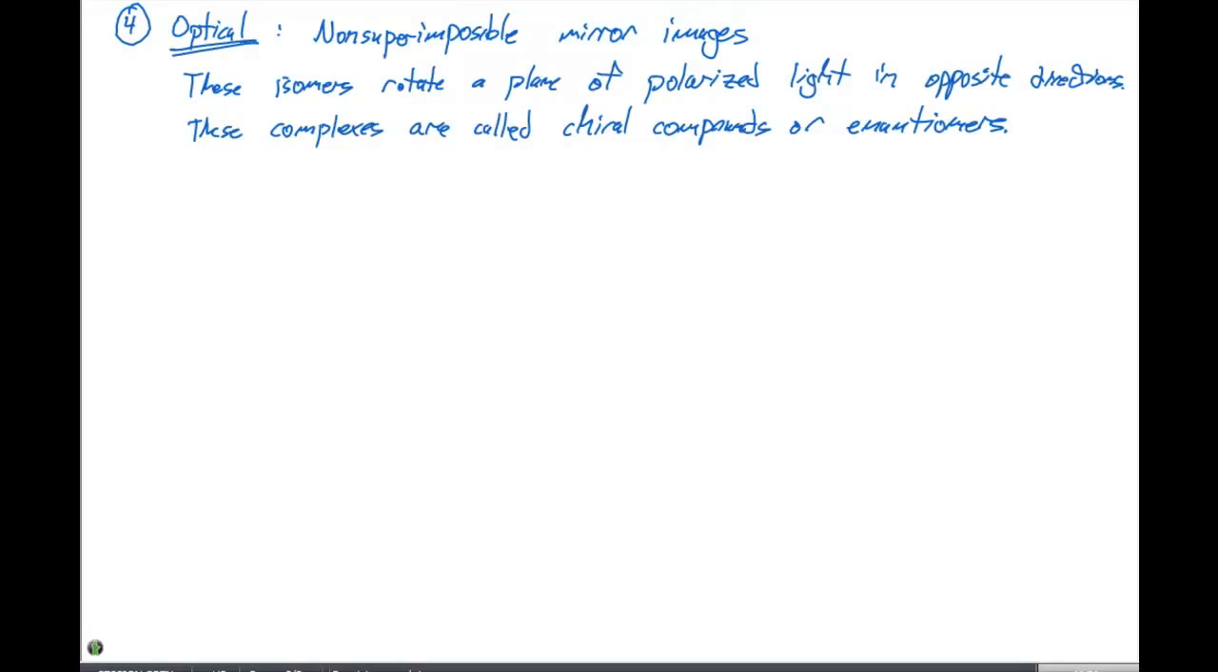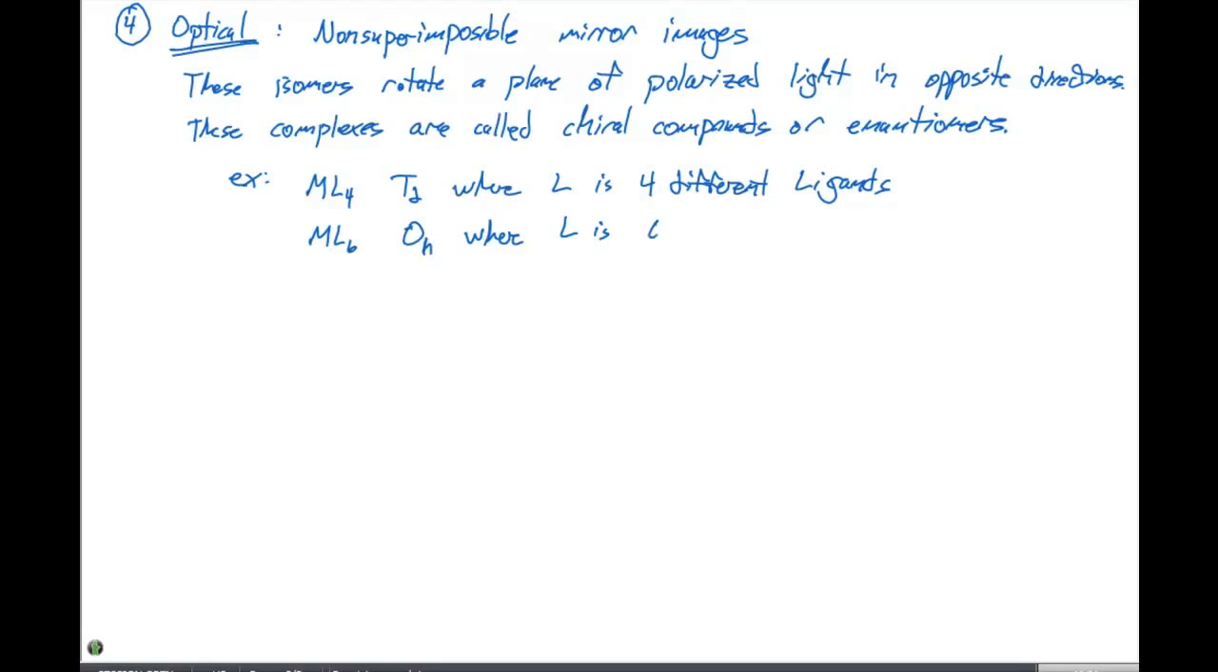So the first thing that I want you to keep in your mind here, and the examples that you typically see of compounds that have optical isomers, are ML4 tetrahedral molecules, where L is 4 different ligands. You can also have ML6 compounds. ML6 compounds are all going to be octahedral complexes. Here we have an octahedral complex where L is 6 different ligands.